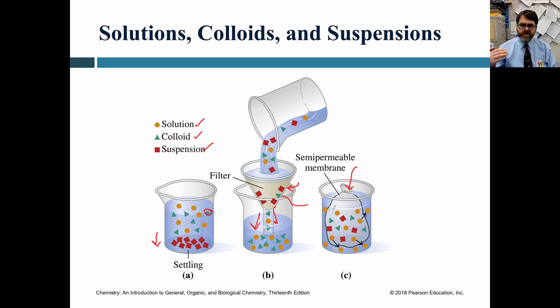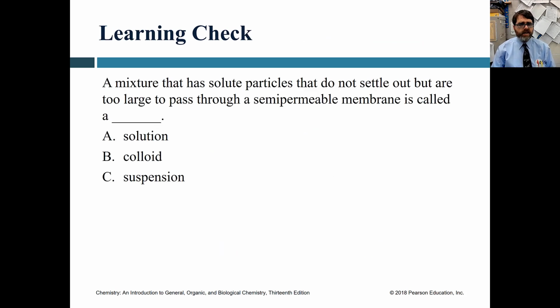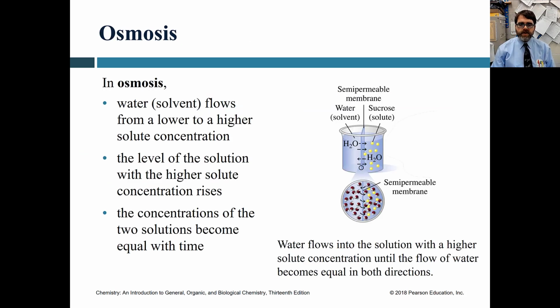And so those are your different levels of things that appear to be solutions, or things that are mixtures like solutions. So this one here: a mixture that has solute particles that do not settle out, so it can't be a suspension, but are too large to pass through a semipermeable membrane. Well, only solutions could pass through semipermeable membranes, so it is B, colloid. That was a simple question. Semipermeable membranes are these barriers that allow some things to go through and other things to not go through.